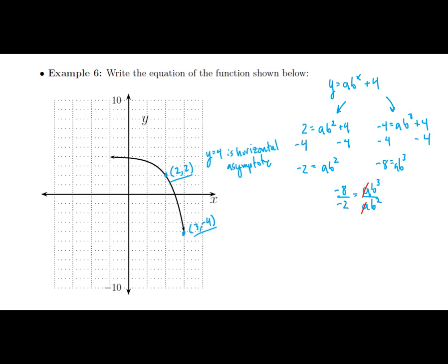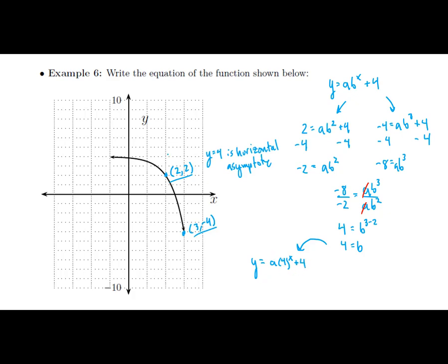So I cancel out my a's. So we get 4 is equal to b to the 3 minus 2, but that just means 4 is my b. So to update this, we've got y equals... still don't know what a is, right? So y equals a, but then I do know that b is 4, and my horizontal asymptote is 4.